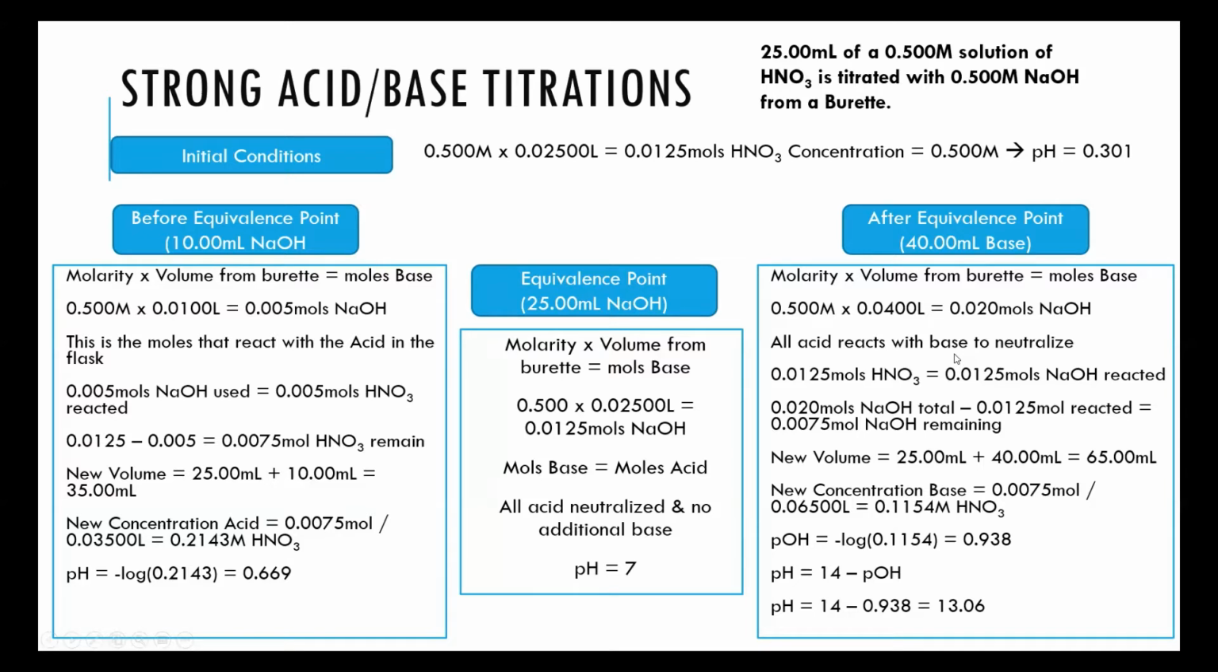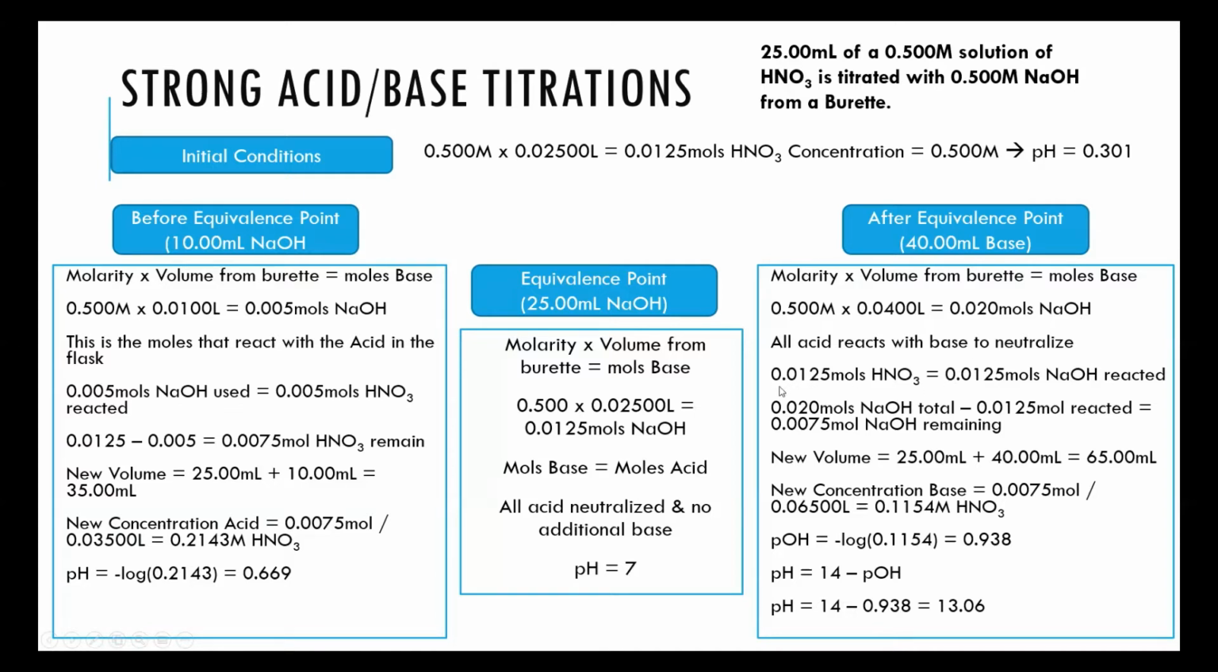After the equivalence point, in, let's say this case, 40 milliliters of base is added. So first, as always, solve for how many moles of that sodium hydroxide was added. We still have the same concentration that we're starting with, 0.500, and multiplying that by the volume of 40 milliliters. So a total of 0.02 moles of sodium hydroxide was added.